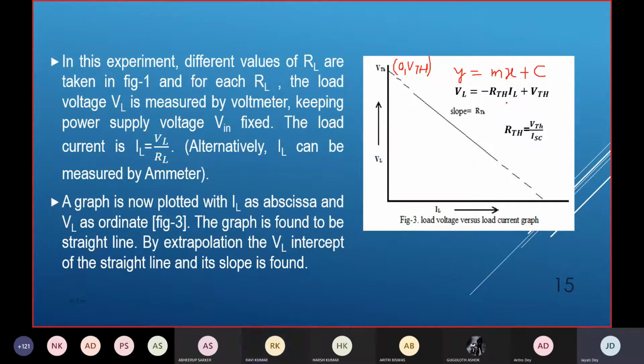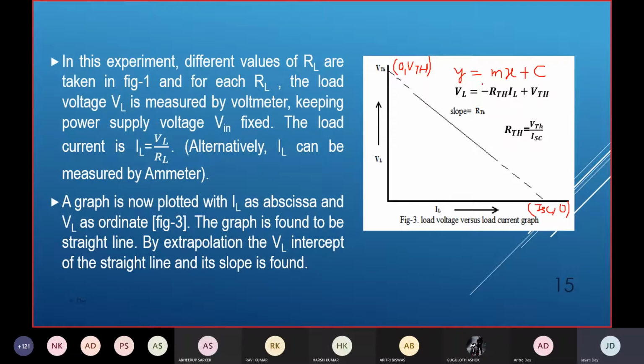One more thing. When VL is 0, it means the voltage across RL is 0. What does it mean? It is a short circuit. That means RL equal to 0 at that point. So we can name this as I short circuit. So short circuit current comma 0, since VL is 0.